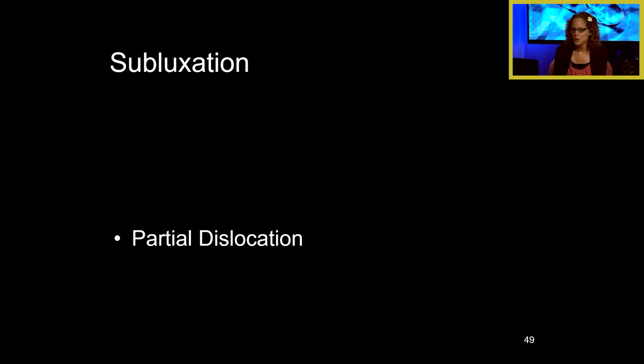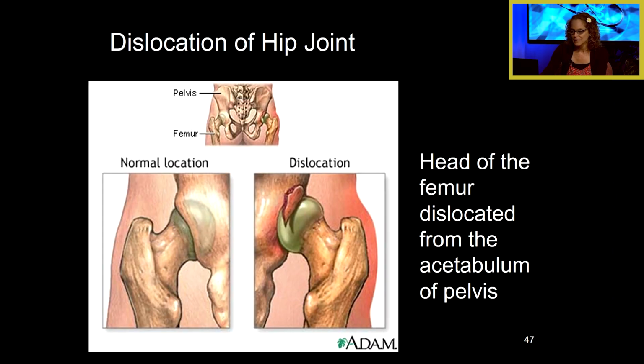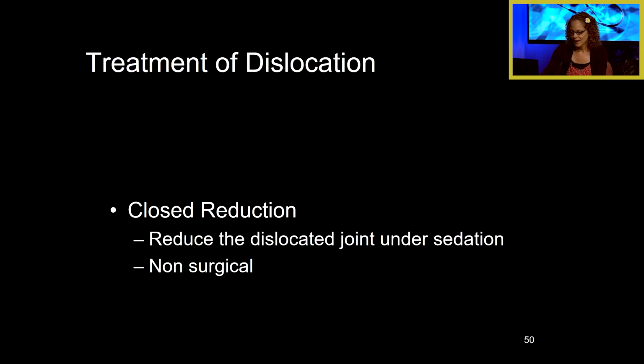Subluxation is a word that you will hear, and what this means is a partial dislocation. So in other words, it's not fully dislocated like we see in this image right here. Maybe subluxation is a little more like the image that we see here, where there's a partial dislocation. Okay, so what do we do about it?